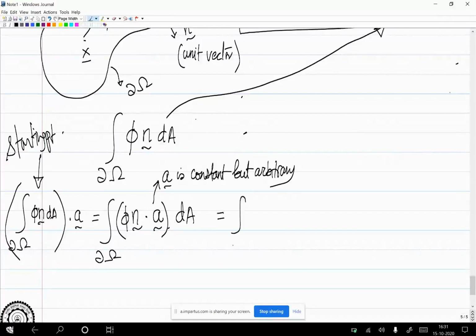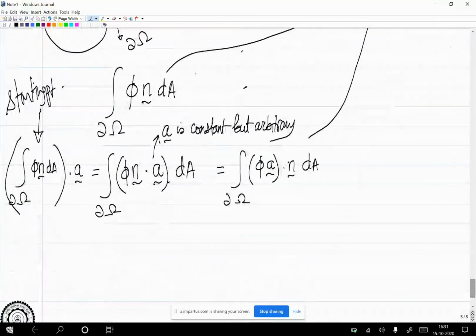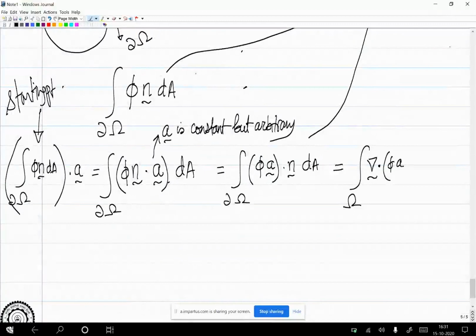Now this I could also write as integral over del omega phi A dot with n dA. Isn't it? And now you see this is in the form of Gauss divergence theorem, because now the vector field is phi A. So when you apply Gauss divergence theorem, it becomes integral over omega of divergence of phi A dV. Correct?